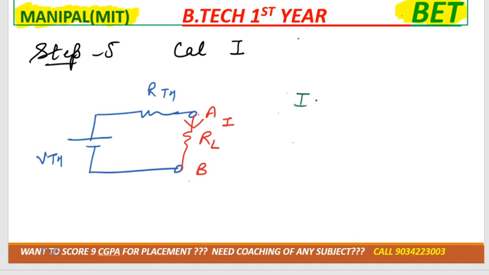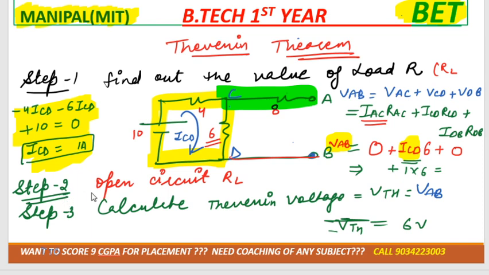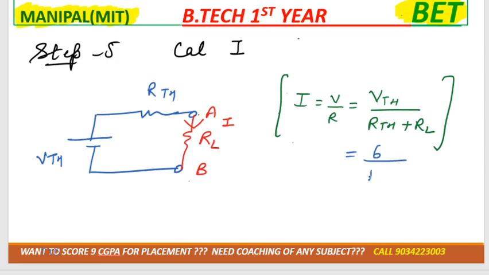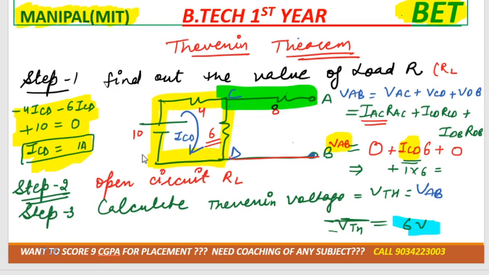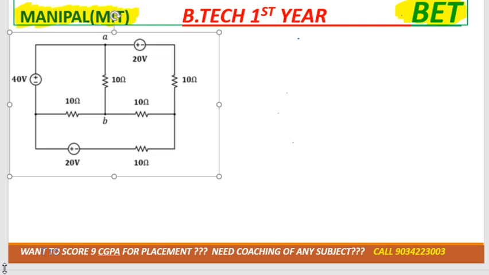So according to Ohm's law, I is equal to V by R. V is how much over here? VTH. R is how much over here? RTH plus RL, right? So we already calculated the value of VTH, that we got as 6 volt, and we already calculated RTH. We can just substitute the values, and what was the RL which we removed in the first step? That was I think 2 ohm, right? So plus 2. So this is how we can get the value of current, and that would be our final answer.